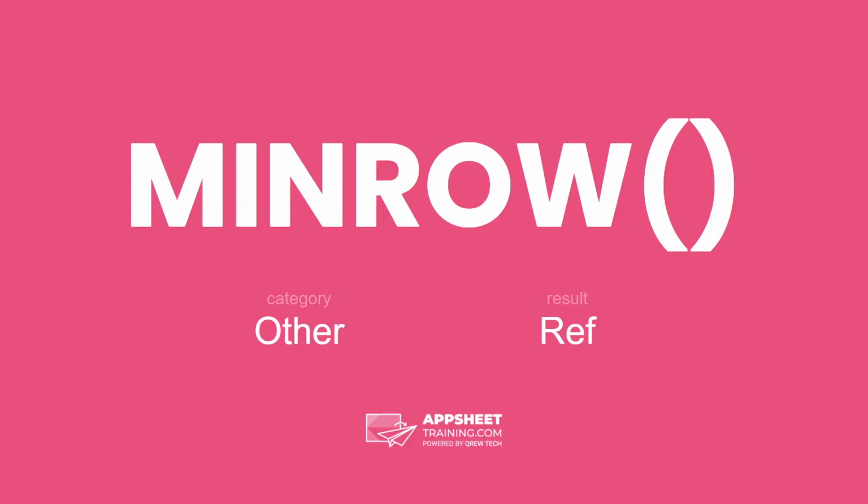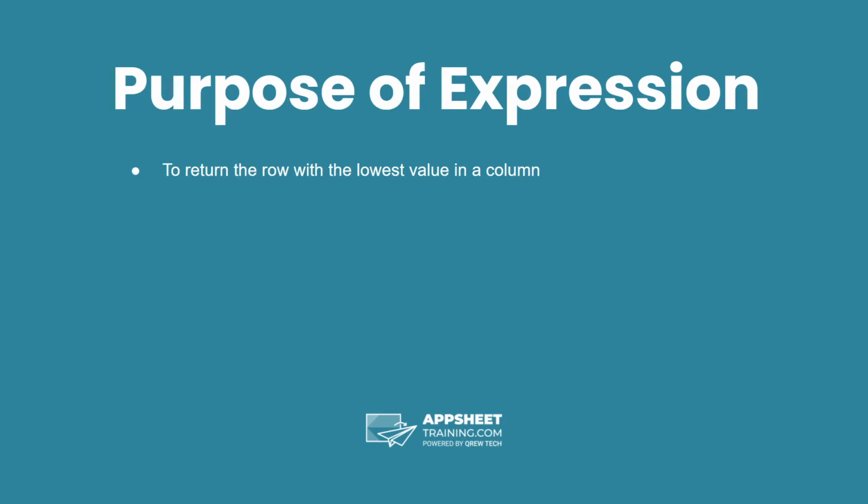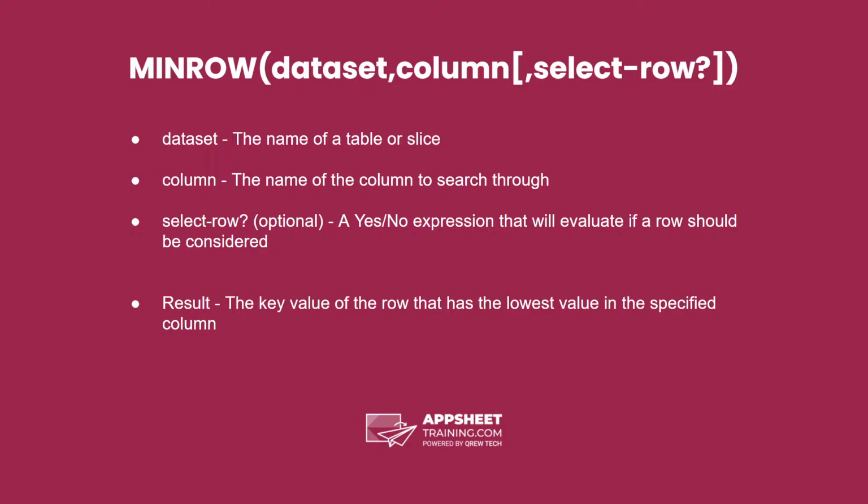The MINROW expression is in the category Other and has a result of a reference data type. The purpose of this expression is to return the row with the lowest value in a column. The MINROW expression has up to 3 parameters.